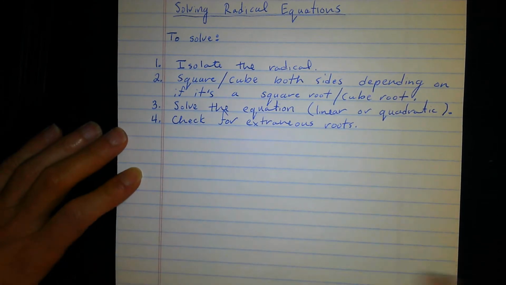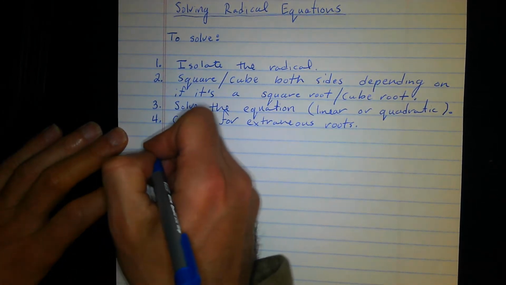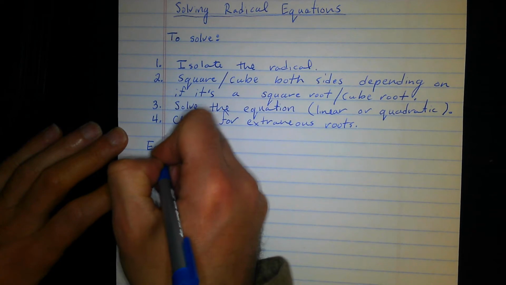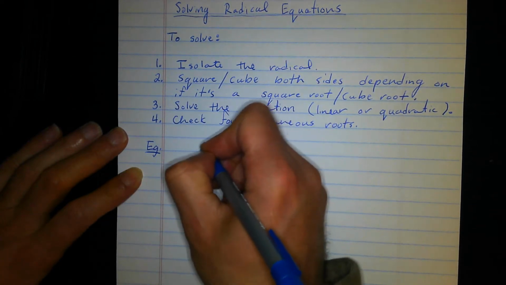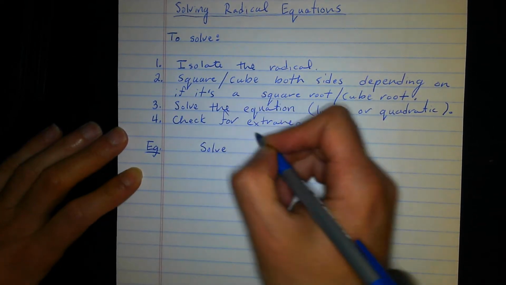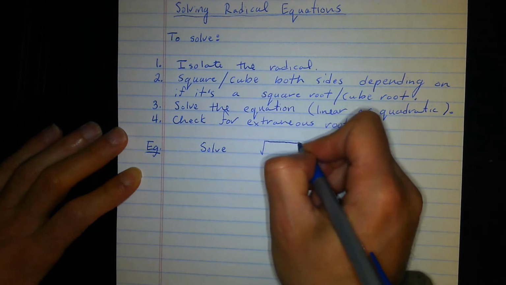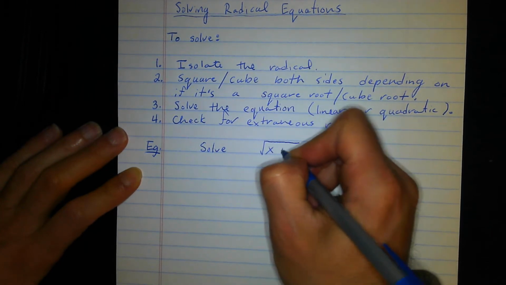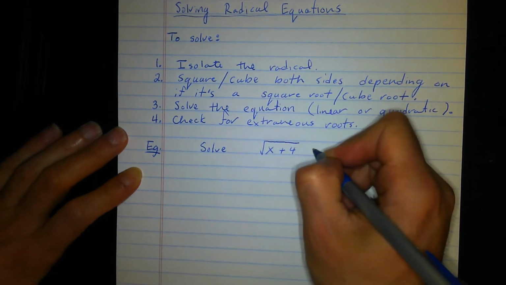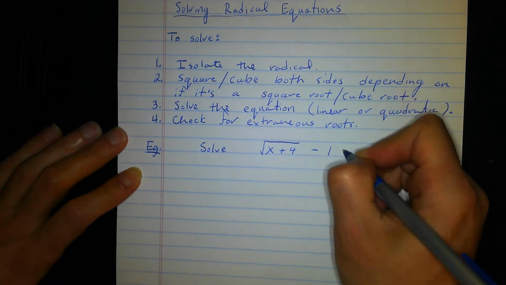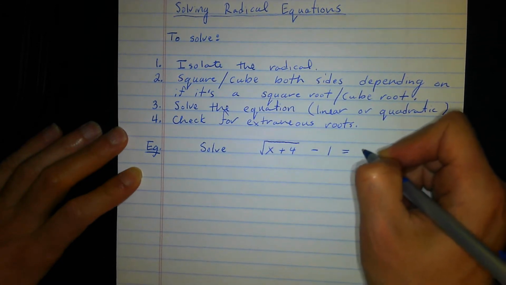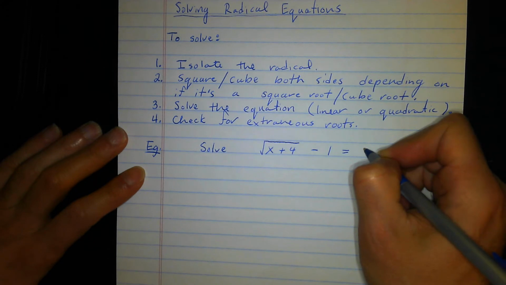Okay, so let's do an example here. All right, so for example, let's solve the square root of x plus 4 minus 1 equals 3.